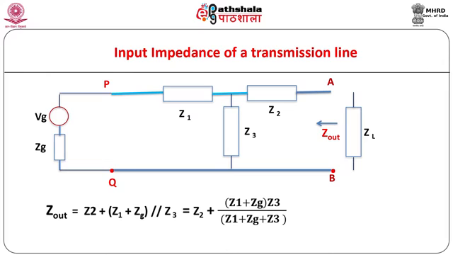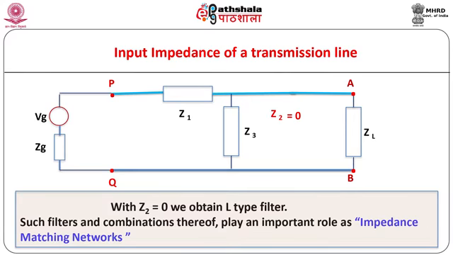Knowing the values of Z1, Z2, Z3 and ZL or Zg, we can calculate Zin and Zout using the rules of complex algebra. The choices of either Z1, Z2 or Z3 equal to 0, we can get different types of filter networks. For example, with Z2 equal to 0, we obtain L type filter. Such filters and combinations thereof play an important role in what is known as matching networks. Let us try to understand the term impedance matching network with the help of few simple examples.